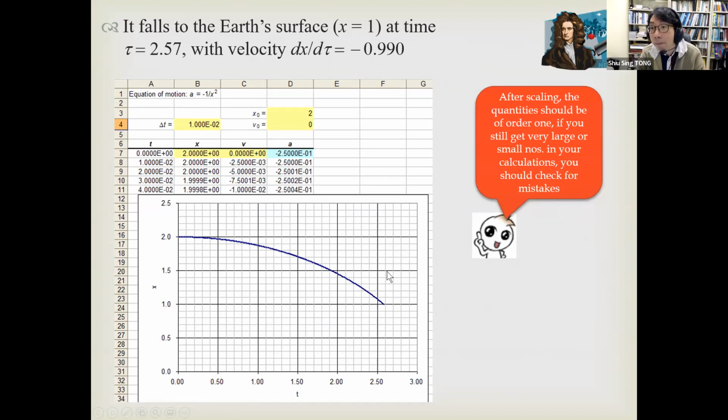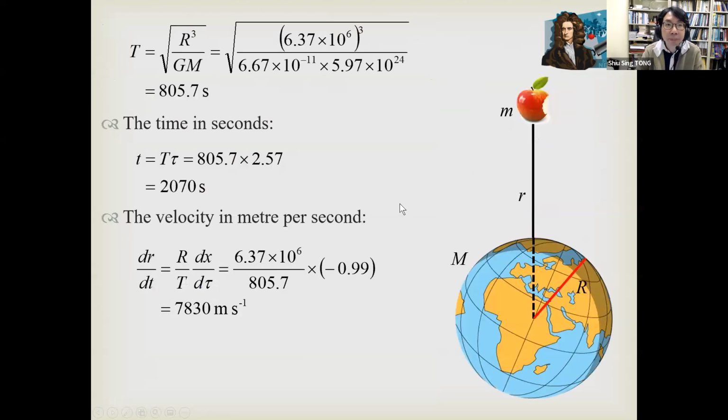That is the impact time. At this time, 2.57, the apple will just reach the surface of the Earth and collide with the Earth's surface. This happened with a certain velocity. I can read off the velocity from column B here, and it turns out that the dimensionless velocity is -0.99. So these are the results we find.